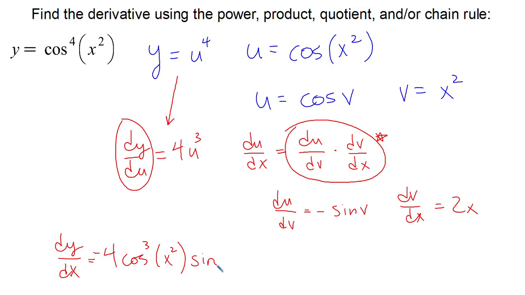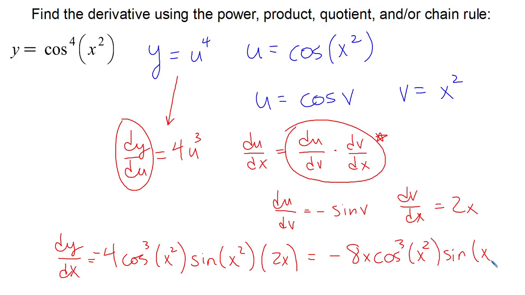Sine of v. Well, v was x squared. So sine of x squared. And then times the derivative of v with respect to x, which was 2x. So this would be fine, but it's probably nicer to write it out as negative 8x cosine cubed x squared times the sine of x squared, and just moving that 2x out to the front. So there's our final answer.